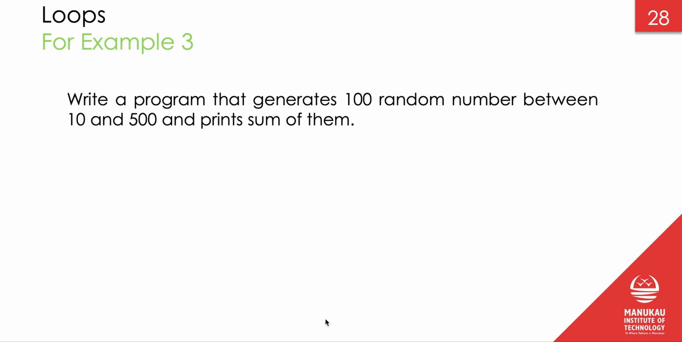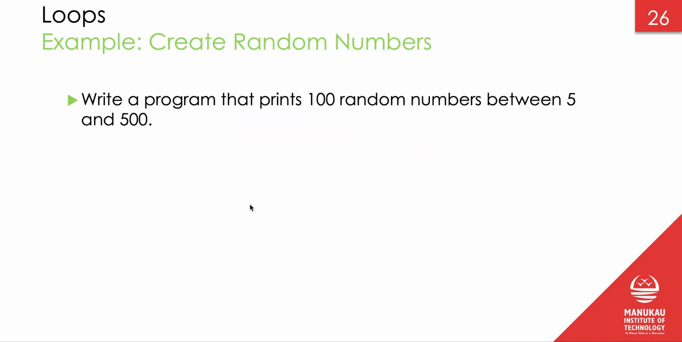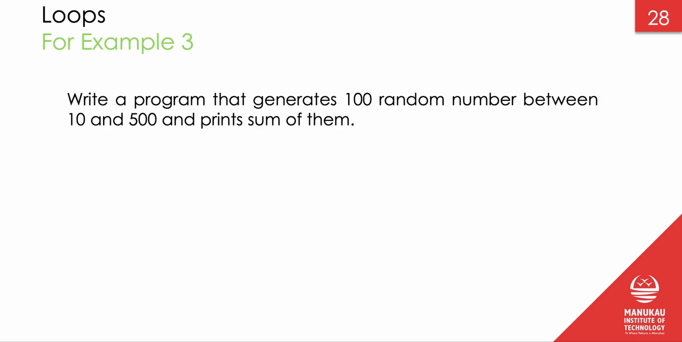The previous exercise, generating random numbers. This time we want to generate another 100 random numbers between 10 and 500, but we also want to calculate their total sum. So we are merging the algorithm that we showed you for calculating the total sum of multiple numbers and generating random numbers here.